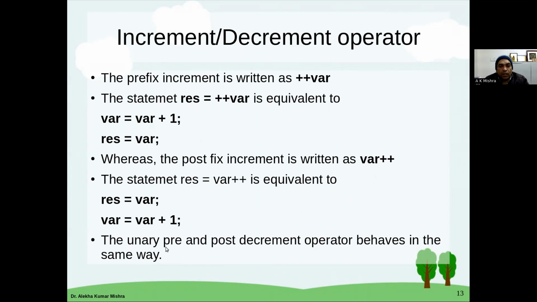So the unary pre and post increment operators behave in this way. For decrement, you just replace plus by the minus symbol, and things work exactly the same way. That's the meaning.